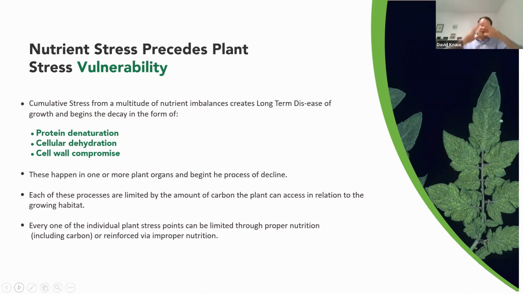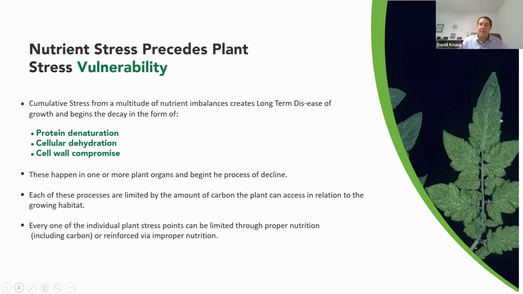These are not isolated to an entire plant. They can be isolated to a specific plant organ, such as a leaf, or a bud, or a flower, or a fruit. The amount of carbon that the plant can access in relation to the growing habitat is directly proportional to the plant's ability to turn on its own immune system. All of these stress points can be limited through proper nutrition, and they are also reinforced through improper nutrition. So I want you to think about that for a minute.